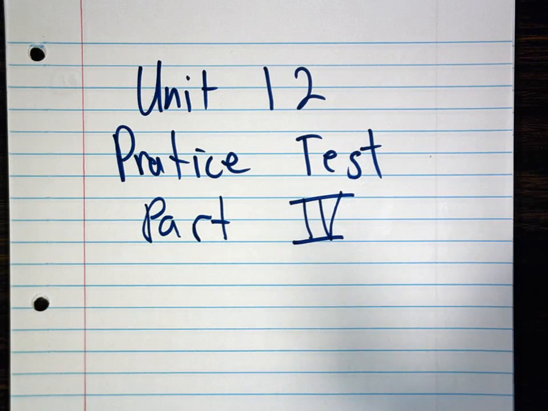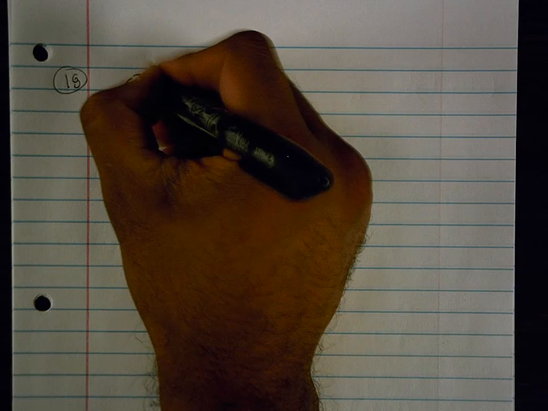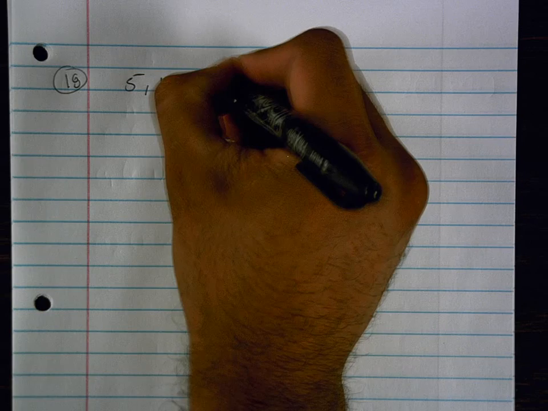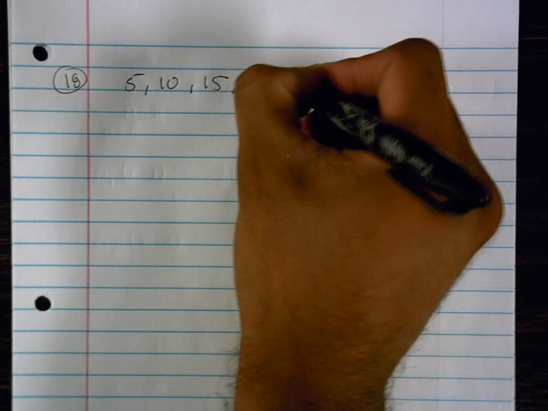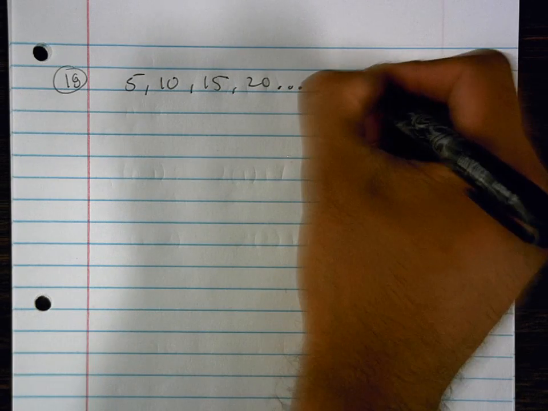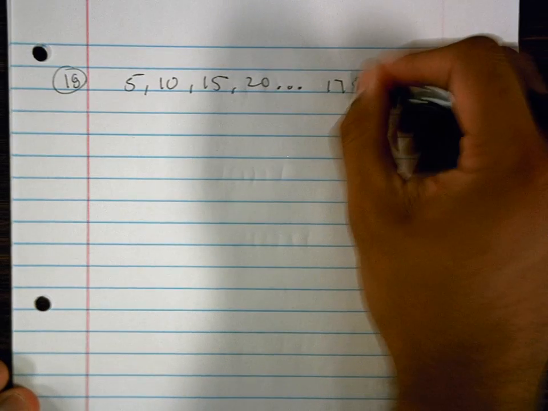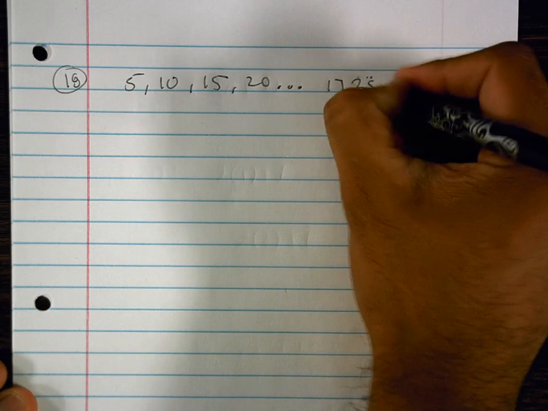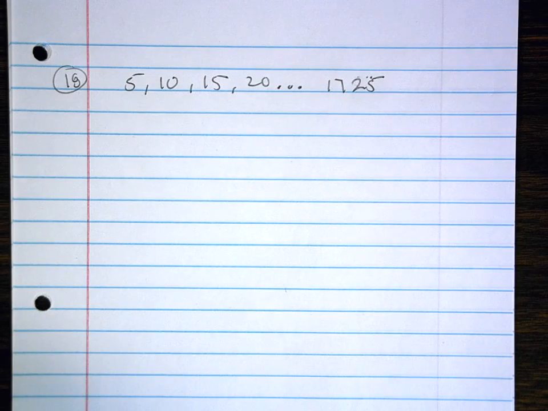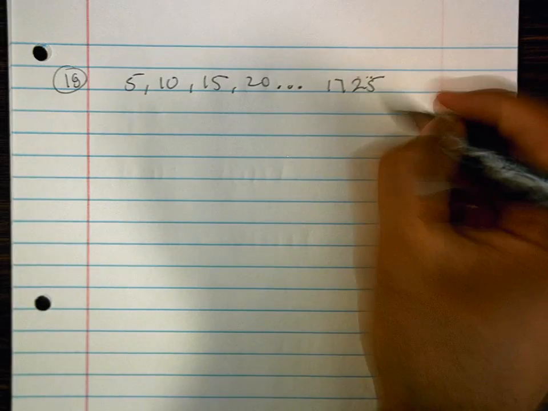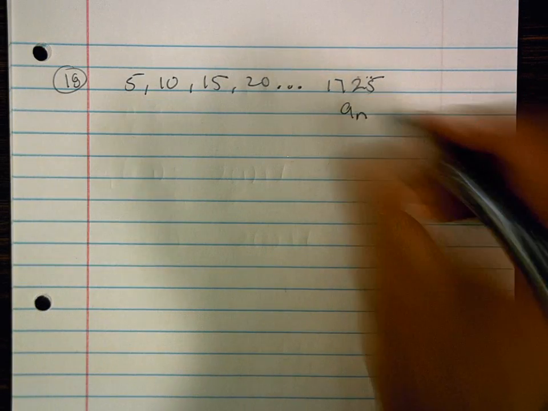Unit 12 practice test part 4, question number 18. Number 18 says, how many terms are in the sequence? Here is your sequence. Basically it stops at 1,725. So I basically want to figure out what is the n for this particular a sub n.